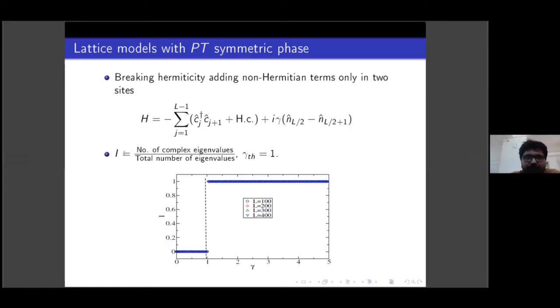Of course, even if one pair gets a complex eigenvalue in the full spectrum, that is also a PT broken phase. But in this case, what I see that is remarkable is that from 0 to 1, it's completely 0, which means you have a PT symmetric phase. Whereas as you increase your gamma above 1, you see a complete discrete jump, and all the eigenvalues become complex. So it's a PT transition happening here from PT symmetric to PT broken phase, and it's a discrete jump. But still we have the PT symmetric phase.